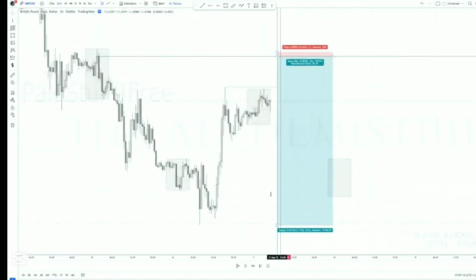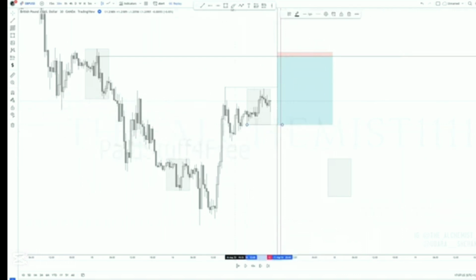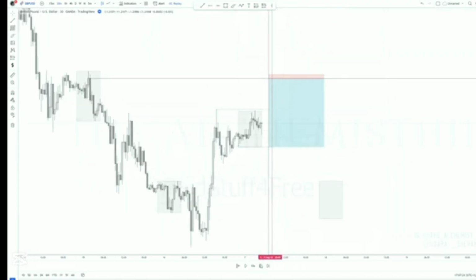But this must be your first target, because as an intraday trader we must always pay ourselves there. We must always pay ourselves there because there are still chances of price reversing. We don't know, so let's see what happens.